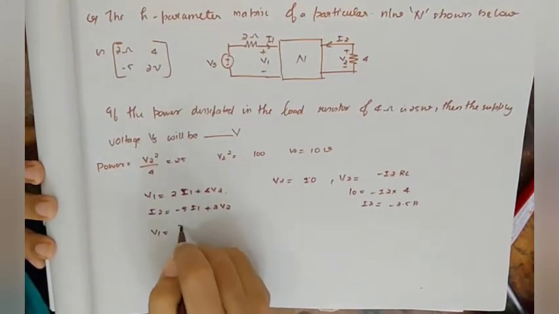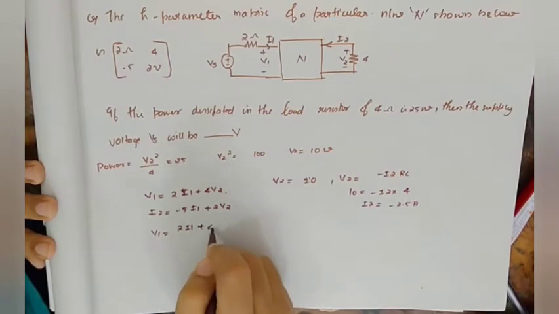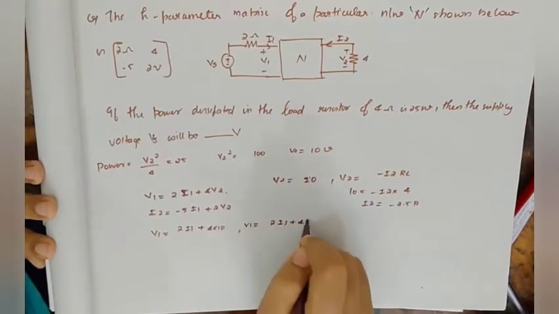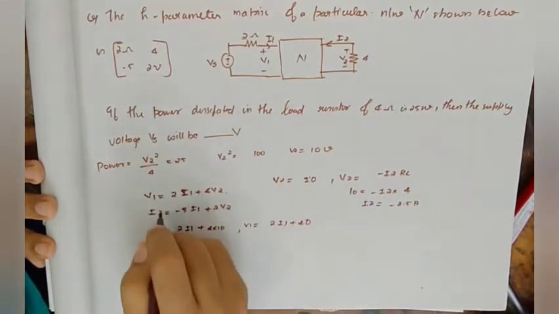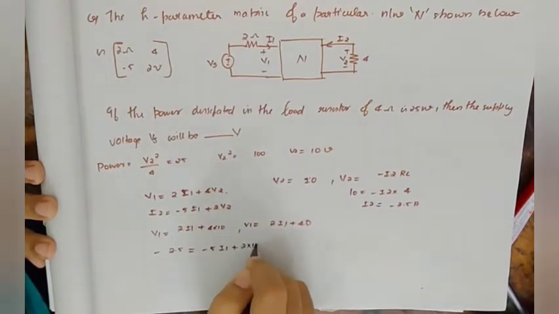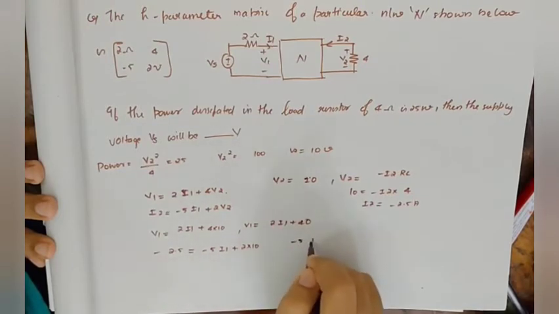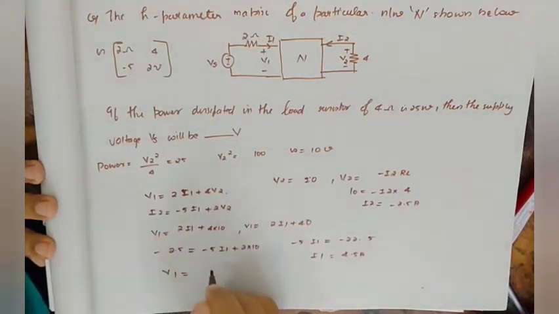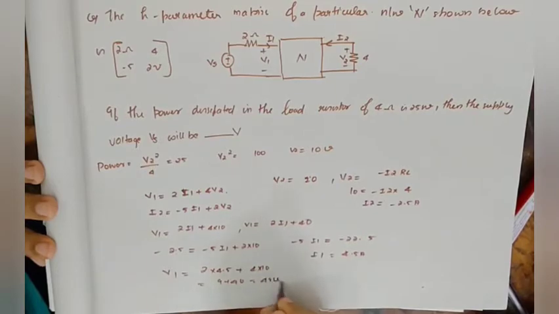And V1 is equal to 2I1 plus 4 into V2, that is 10. That is V1 is equal to 2I1 plus 40, and instead of I2 we have minus 2.5 equal to minus 5I1 plus 2 into 10. So from here we will get minus 5I1 is equal to 22.5, and I1 is equal to minus 4.5 ampere. And now what is V1? V1 is equal to 2 into, instead of I1 we have 4.5, plus 4 into 10. So we have 9 plus 40, that is 49 volt.